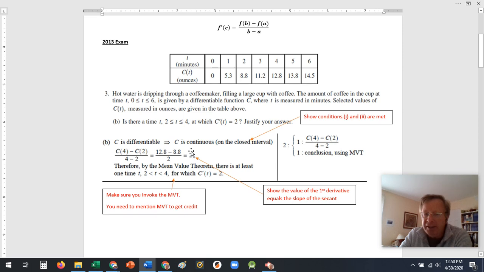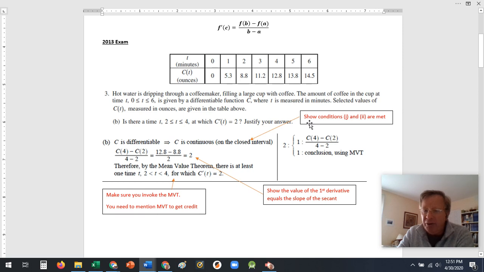The slope of the secant is 2. Well, look, the slope of the secant equals the slope of the first derivative. Therefore, by the mean value theorem, there's at least one time. That's what the mean value theorem guarantees. At least one. There could be more than one, but there's got to be at least one time where the first derivative equals the slope of the secant.